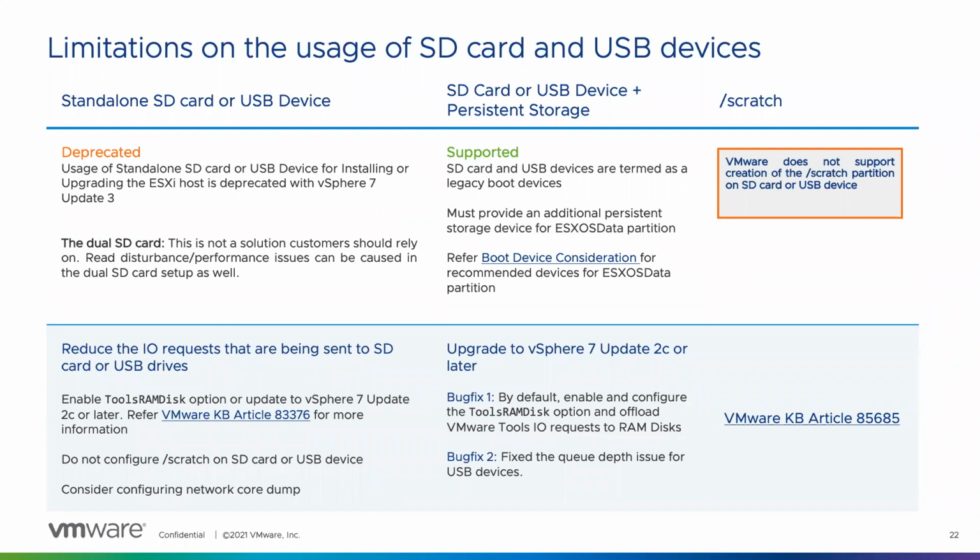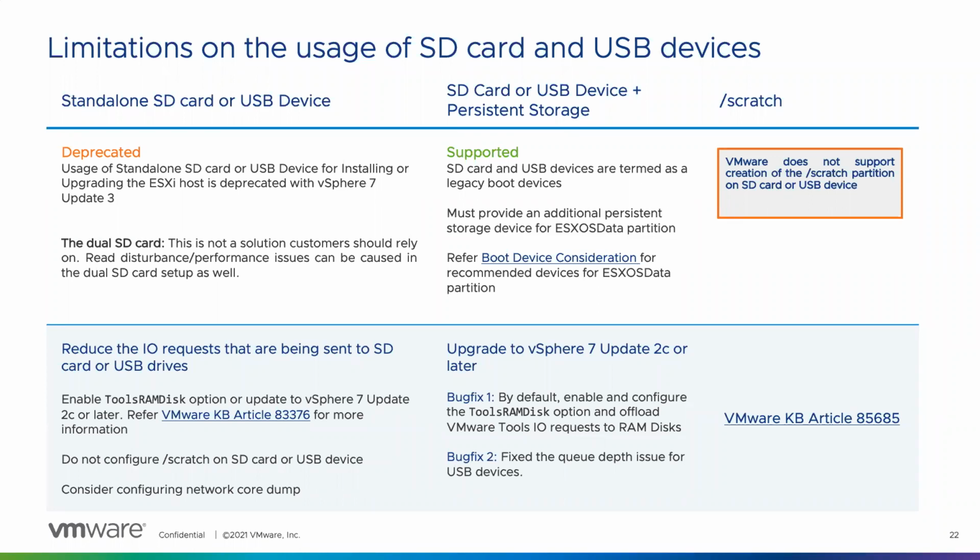Currently, whenever you install VMware Tools, it queries the VMware Tools ISOs that reside on the ESXi host. By enabling this option, it offloads those tools ISOs to the RAM disk. With that offload, it doesn't query the SD card or USB drive during the VM tools install or upgrade. This option is set by default starting from 7 update 2C.